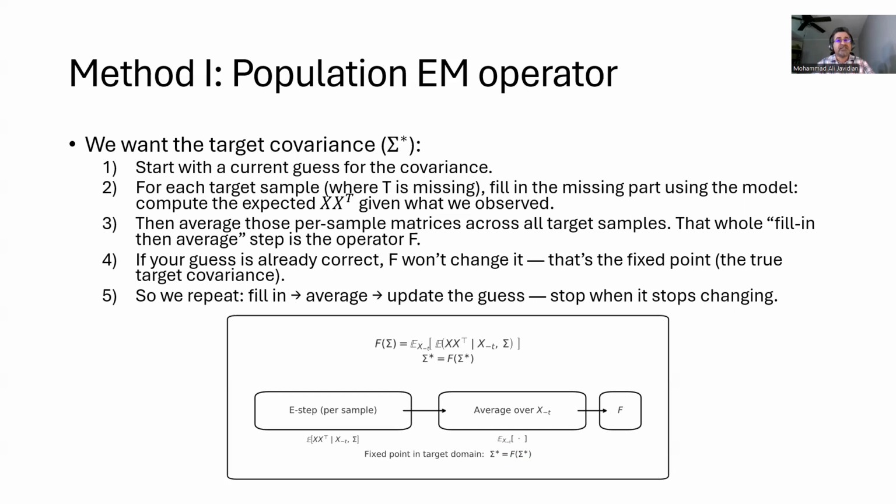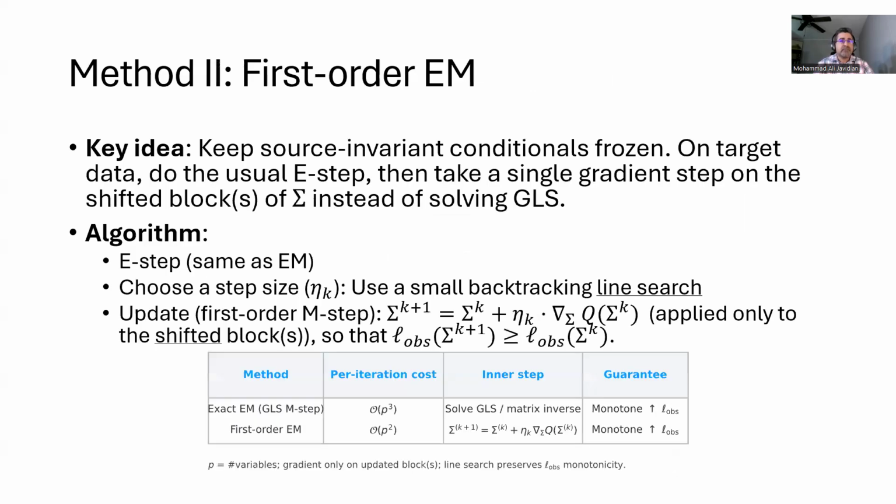Next, we make each iteration cheaper while keeping monotonicity. Here, the goal is speeding up EM by replacing the expensive GLS-M step with a single gradient ascent step on the updated covariance or parameter blocks, while still increasing the observed data likelihood in each iteration. This drops the per iteration cost from O of P cubed to O of P squared. And a small line search keeps the observed likelihood increasing.